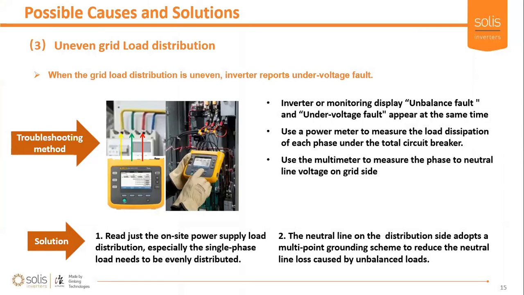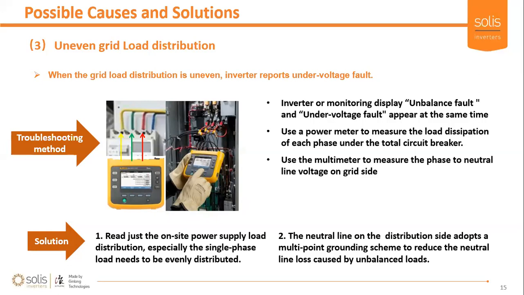The third possible cause, which happens sometimes in under grid voltage fault, is when the grid distribution load is very uneven. It occurs very much in rural areas, where we can see the inverter or the monitoring display showing the unbalanced fault and the under voltage fault at the same time. We should use a power meter or power analyzer to measure the load distribution of each phase under the total circuit breaker. You can also use the multimeter to measure the phase to neutral line voltage on the grid side.